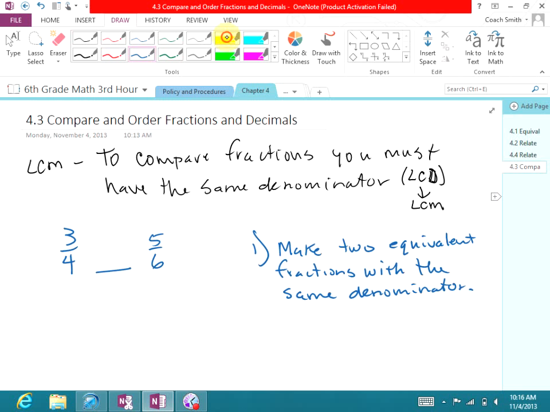So, what I'm looking at is the 6 and the 4. I need to know the least common multiple of 6 and 4. In other words, if I count by 6, 12, 18, 24, and I count by 4s, 4, 8, 12, 16, 20, 24, what's the lowest number that they have in common?